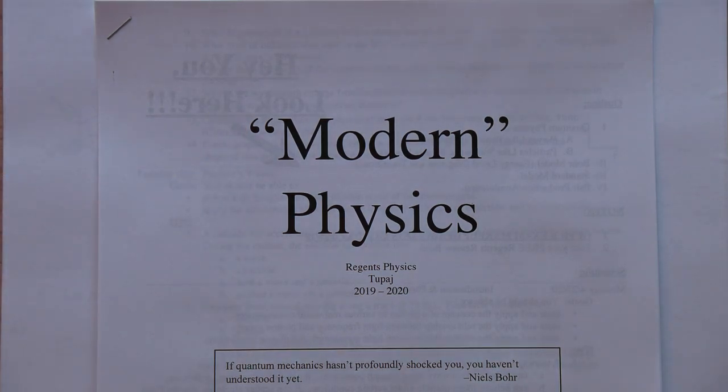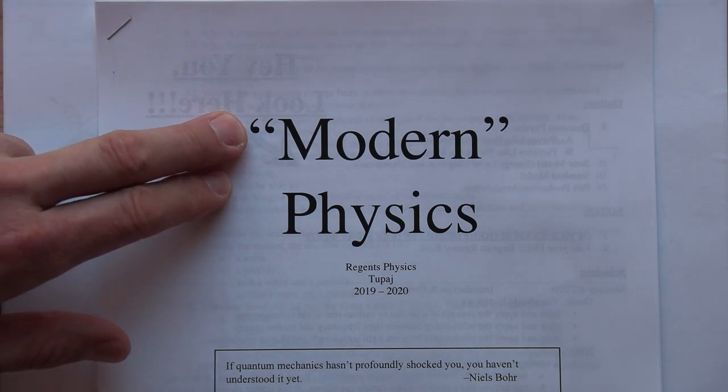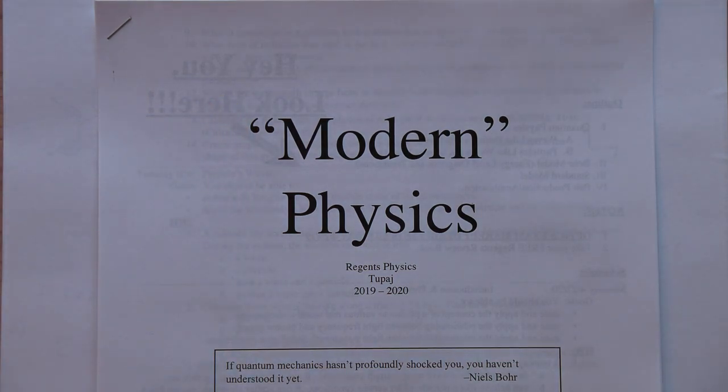I put it in quotation marks because some of the material that we're going to be learning was discovered in the early 1900s. Some of the more recent material was discovered in the 1970s and the 1980s. You wouldn't consider something from 1900 as being modern, but from a standpoint of physics, it is considered the modern era. So that's why I put the quotation marks there.